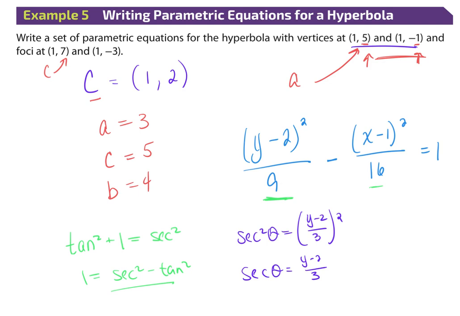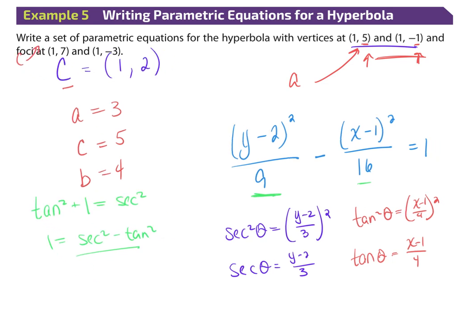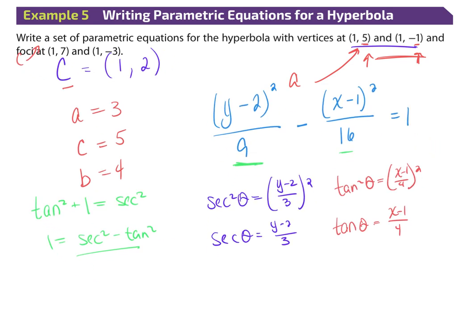All right? And we're going to simplify him in just a second. This guy must be tangent squared, which means tangent squared of theta equals x minus 1 over 4 squared, or tangent of theta equals x minus 1 over 4. All right? Now, a true parametric has my x by itself and my y by itself. This is way easier to get x and y by itself now than this guy, okay? This is impossible to get x and y by itself without a bunch of finagling. This is very easy to get x and y by itself. Everybody see that?